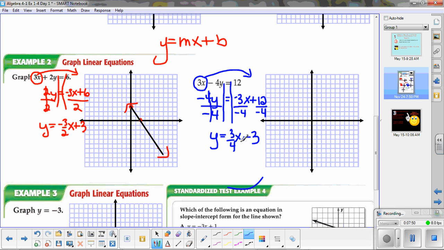Now the y-intercept is negative 3. So we put a point on the y-axis at negative 3. And then the slope is positive 3/4. So we're going to rise 3 and run 4. Remember, when we're talking about slope, it's rise over run. Rise 3, run 4. Go ahead and connect those with a line.